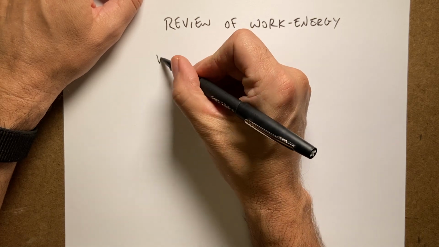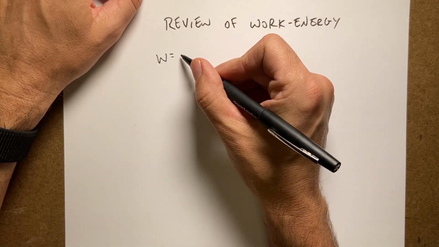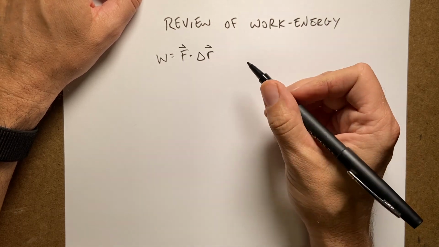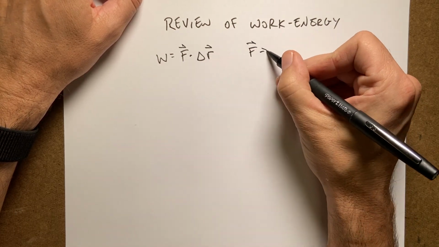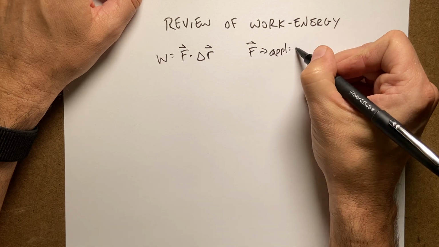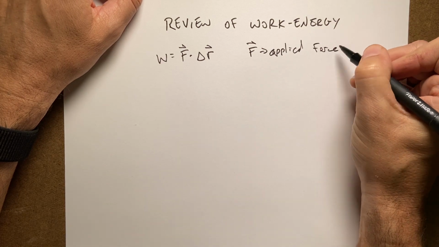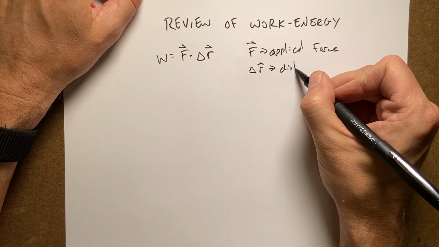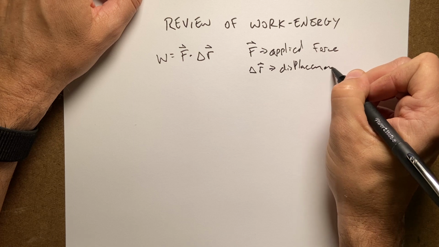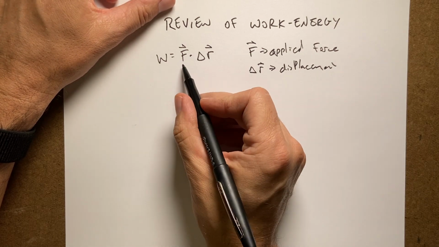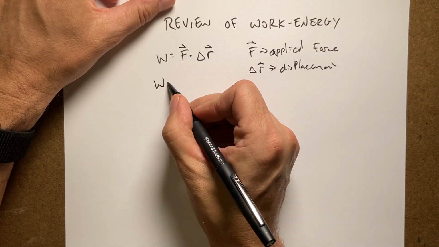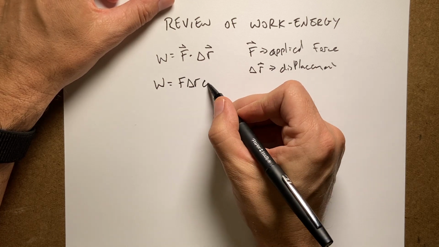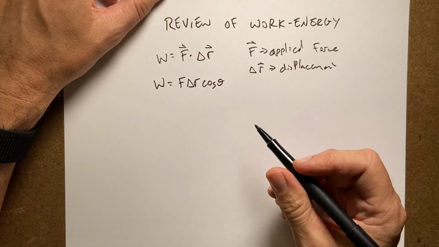But if we define work to be the force, this is the best way to do it, F dot delta R, where F is the applied force and delta R is the displacement of the force. And this is the dot product, so we could also write this, if you don't want to deal with those vectors, the magnitude of the force, the magnitude of the displacement times the cosine of the angle between the force and the displacement.